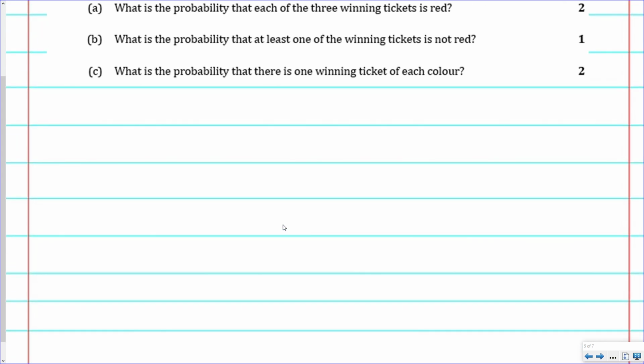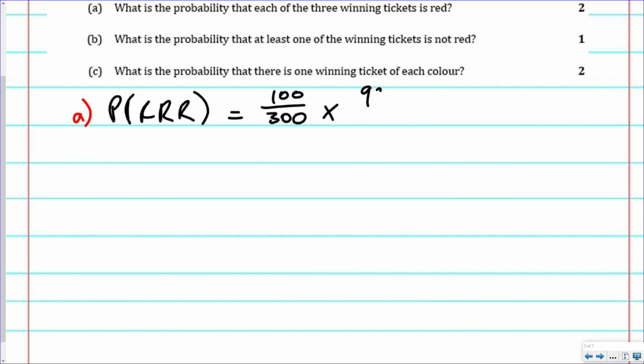So what we're trying to do here is find the probability that it's red and red and red. And again, I said the word and, so therefore I multiply. So the probability that the first one is red is just going to be 100 over 300. That's fairly simple, alright? There's 300 tickets, 100 red, 100 over 300. Now, once that's out of the way, because it was without replacement, there are now 99 red tickets in there, out of 299 in total. So one's been taken out of the total 300, and then again, the probability of the third one being red is going to be 98 over 299.